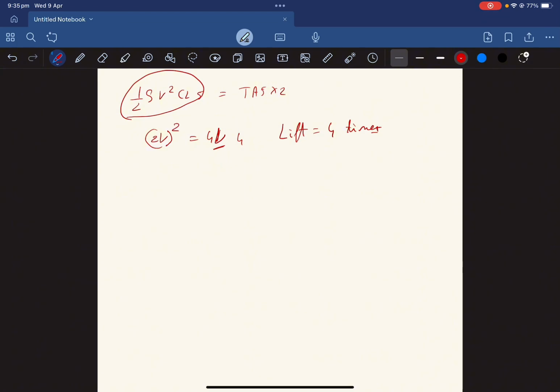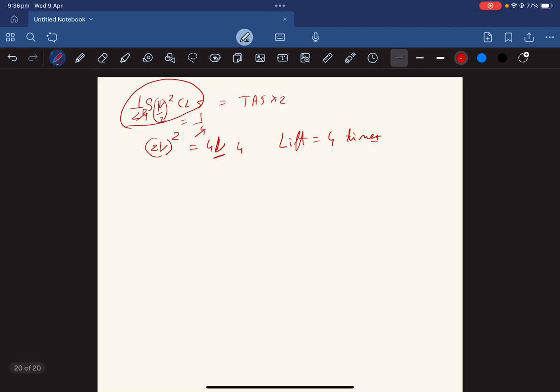And the other question could be, if density has become twice, or let's say 4 times, what do I do to speed to make the lift constant? If I make it half, then half squared equals 1 by 4, and then this 4 and this 4 cancel each other out, and your lift is constant. So you can expect questions like this, and I don't want to waste a lot of time on this. If there's any doubt, you can ask me in the comment section.